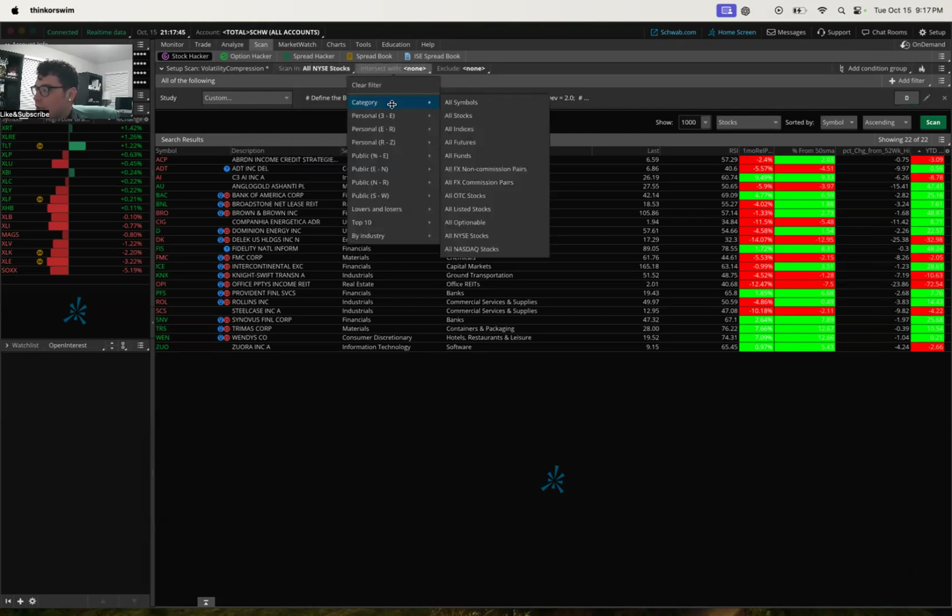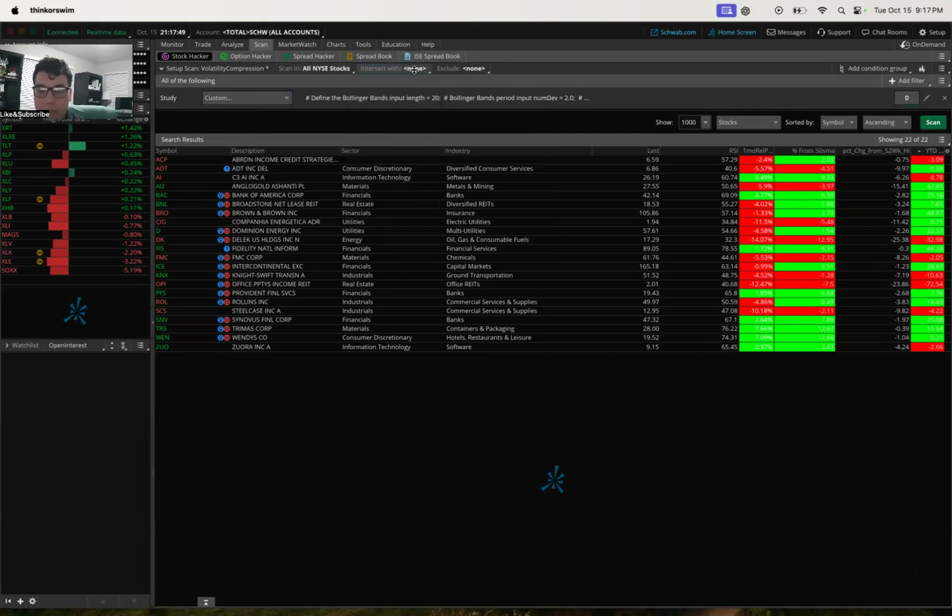One thing that I do like to do, and we'll get into that a little bit later, is I like to intersect with weekly options. The reason being is that it typically provides a little bit more liquidity whenever you add that filter on, because stocks trading weekly options generally have more liquidity in them.